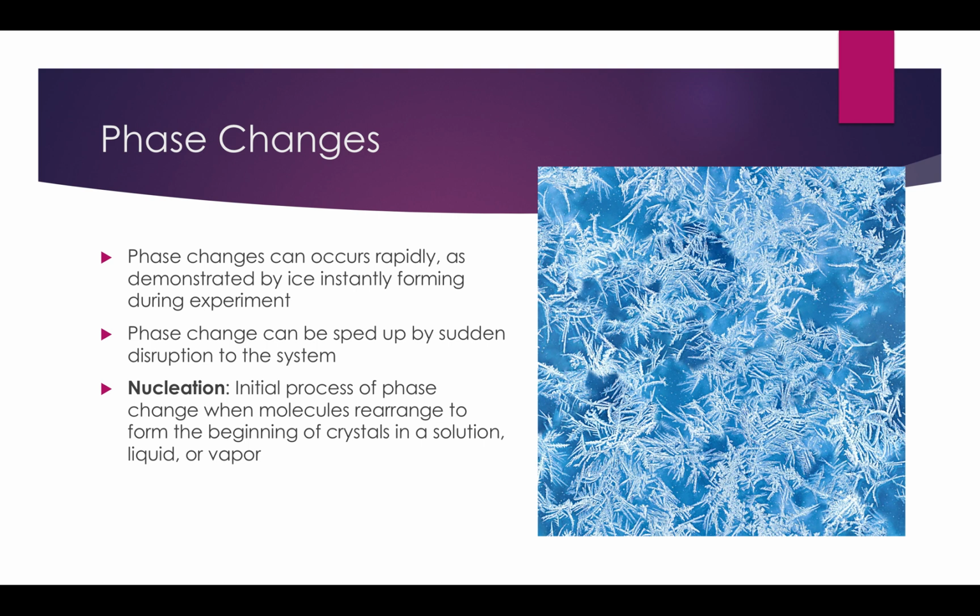Now, in more specific terms, when water freezes, the first thing that it goes through is something called nucleation, which is the initial process of the phase change when molecules are being rearranged to form the beginnings of crystals in a solution, liquid, or vapor. In our case, obviously, this is liquid. So that's the initial phase. And then by having that sudden disruption, it spirals out of that very, very quickly. Now that was at least for the first experiment we did.